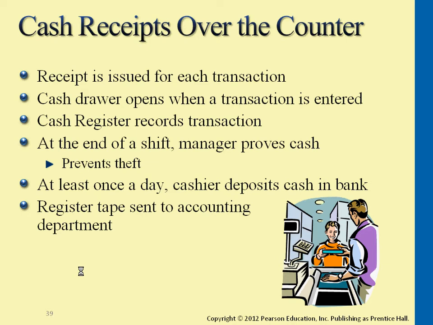Cash receipts over the counter: a good system of internal control will have a receipt issued for each transaction. The cash drawer should open when a transaction is entered, and the register should record the transaction on a slip.